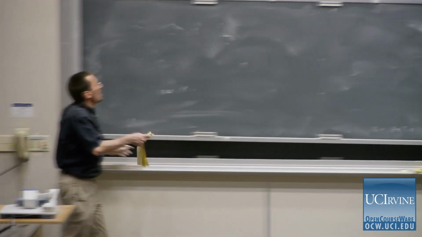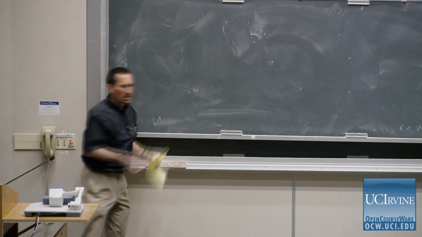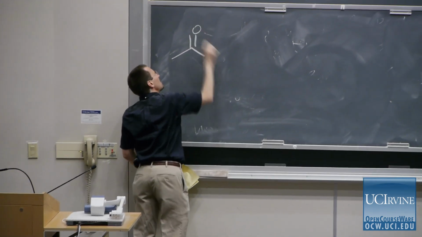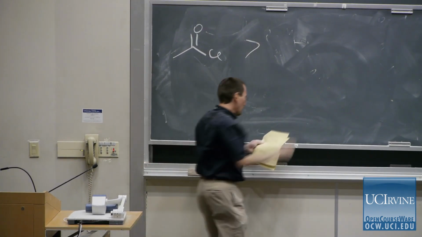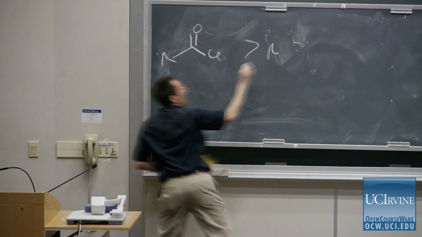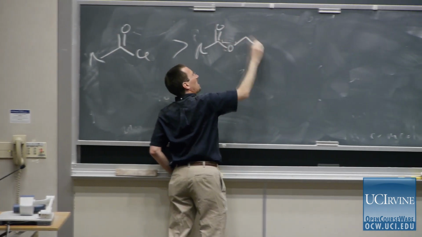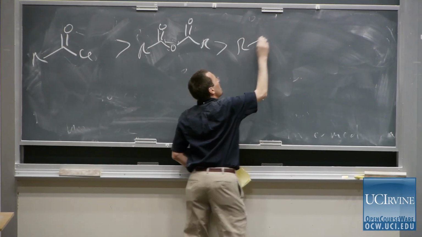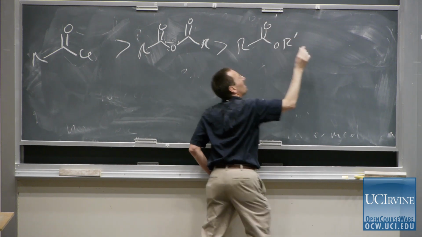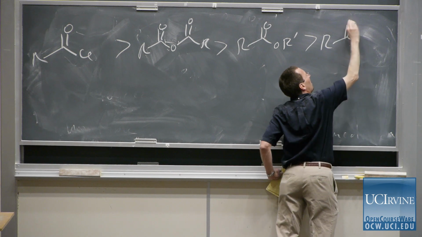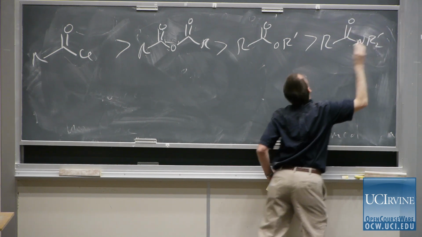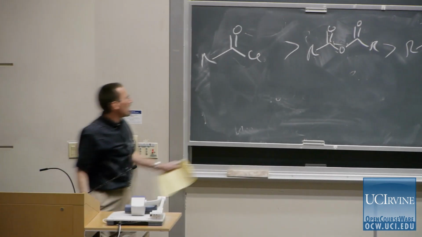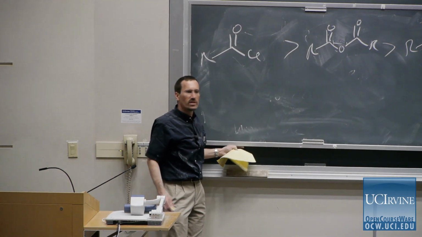Now, I wanted to mention two last points. One of these is the trends we've been talking about. We said that acetyl chloride is more reactive, or in general, I'll write acid chlorides are more reactive than anhydrides, and those are more reactive than esters, and those are more reactive than amides. And that makes sense if you consider the pKa of the conjugate acid of the leaving group.